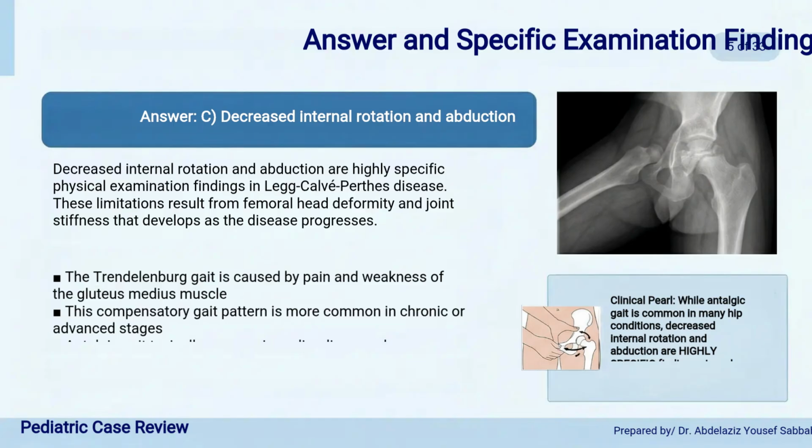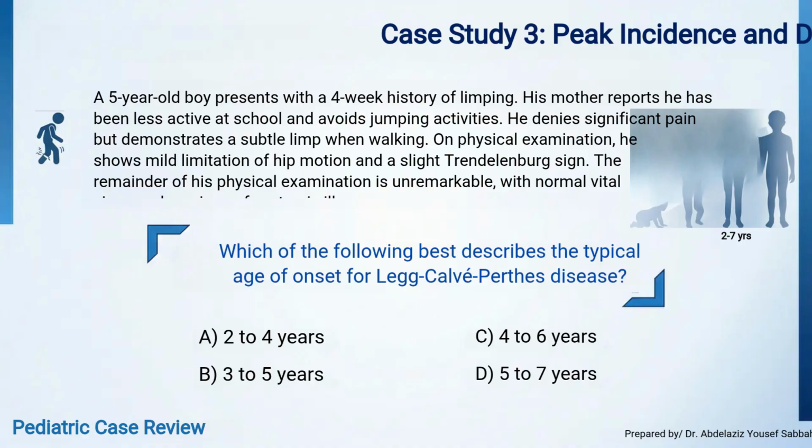The Trendelenburg gait is caused by pain and weakness of the gluteus medius muscle, and this compensatory gait pattern is more common in chronic or advanced stages. Antalgic gait typically appears in earlier disease phases. An important clinical trap. Hip pain frequently refers to the knee, which can lead to diagnostic confusion. Clinical pearl. While antalgic gait is common in many hip conditions, decreased internal rotation and abduction are highly specific findings that should strongly point you toward this diagnosis. Case Study 3. Peak incidence and demographics.